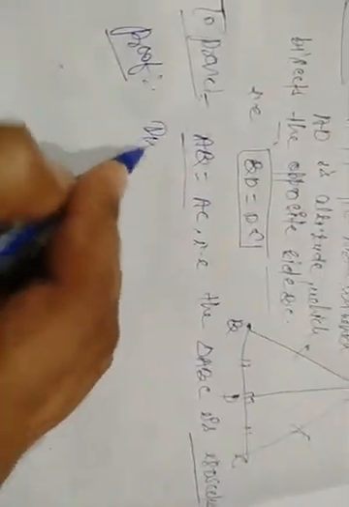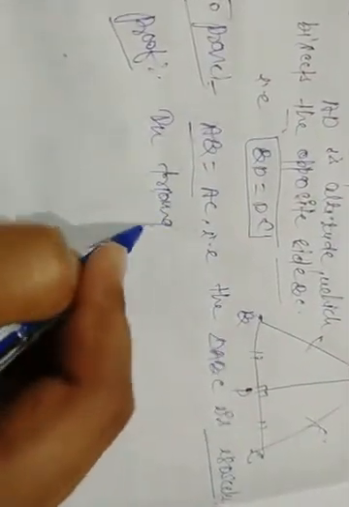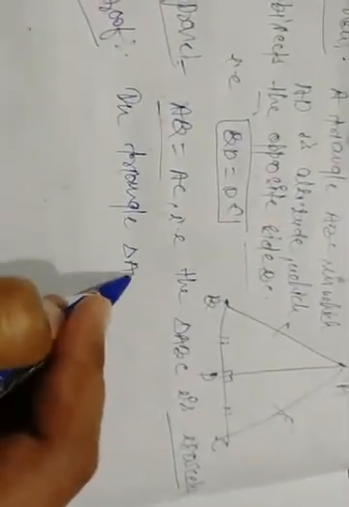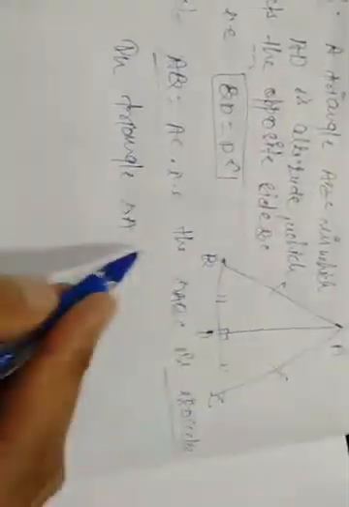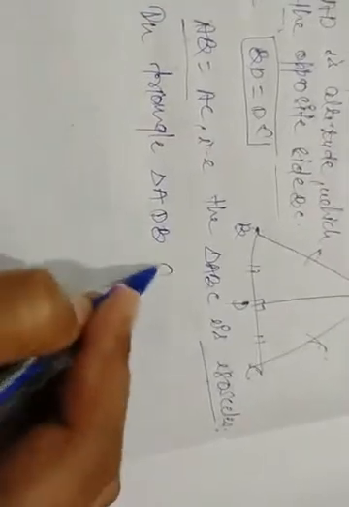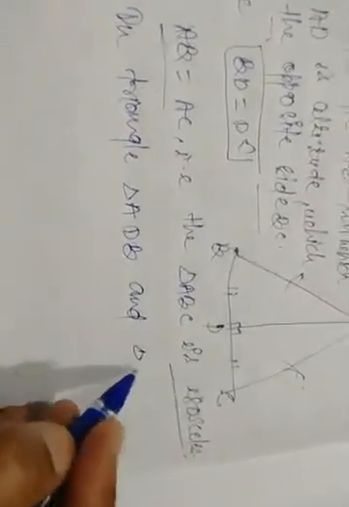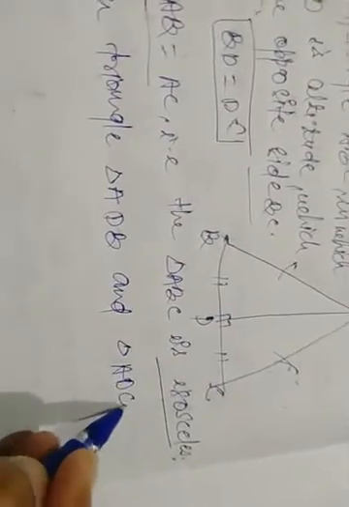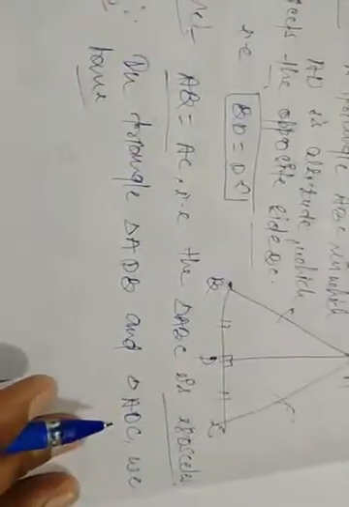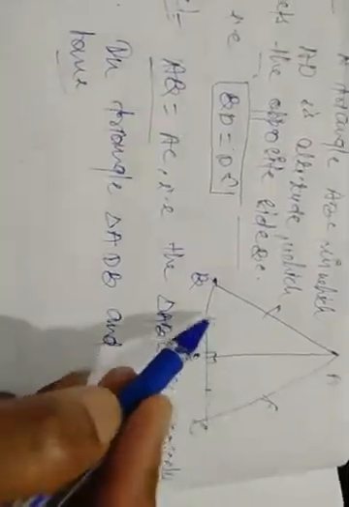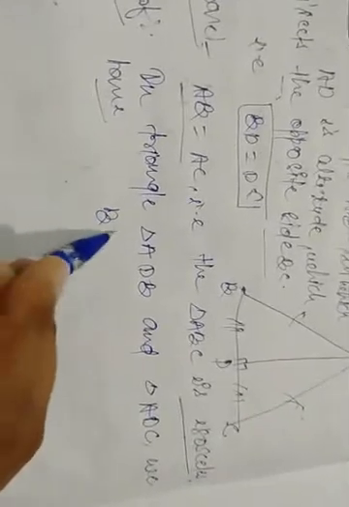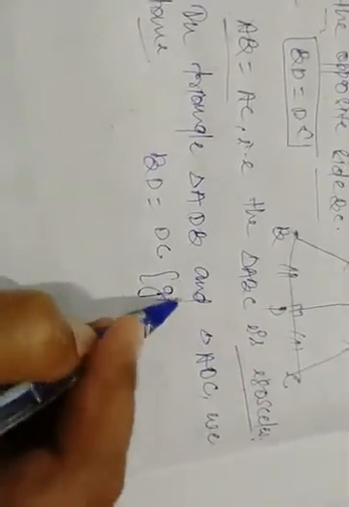In triangle ADB and triangle ADC, we have, what do we have? BD is equal to DC. This is given.